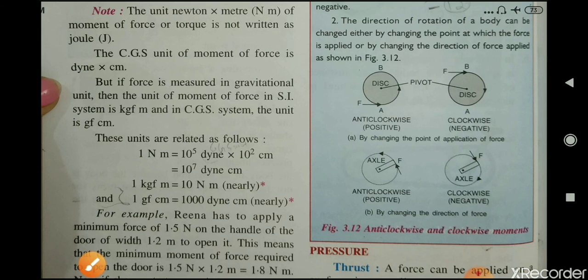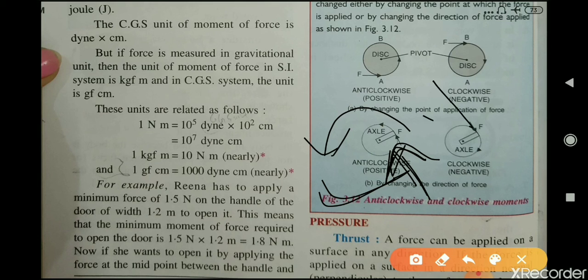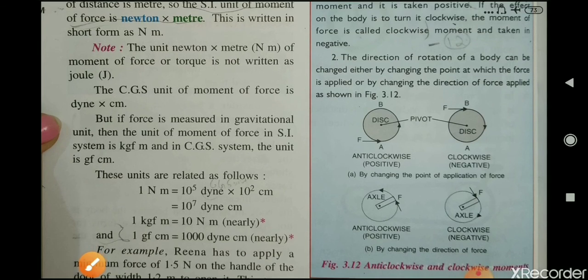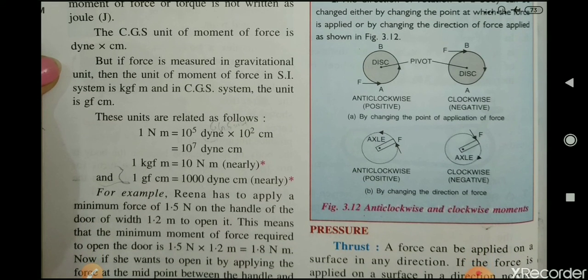The second case is changing the direction of the force. Here the force is applied in this direction, so the moment of force is anti-clockwise. But when the force is applied in this direction, the moment of force is clockwise. So these are the two ways by which we can change the direction of rotation of a body. I hope you have all understood.